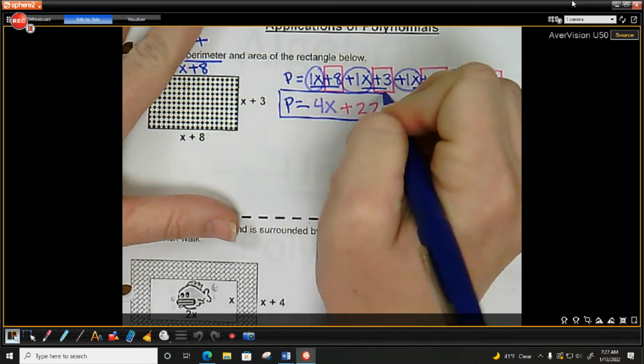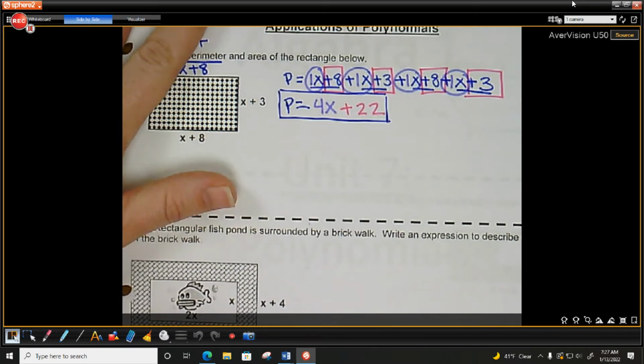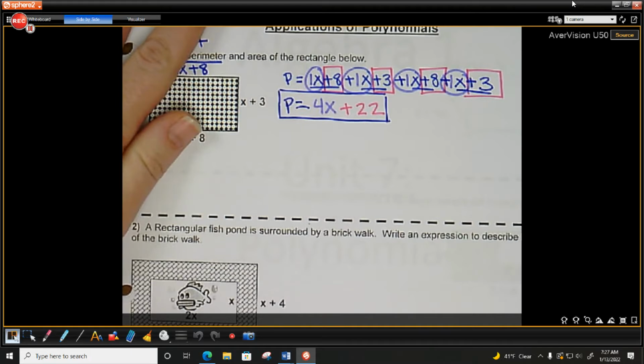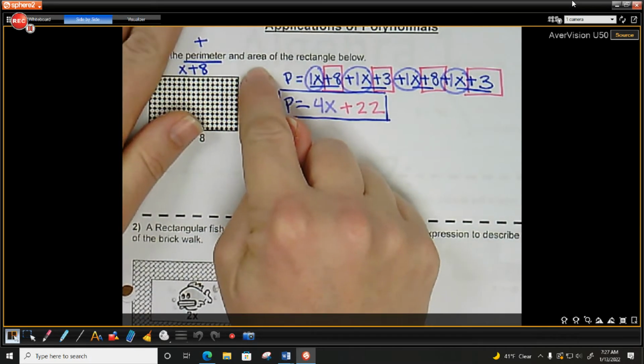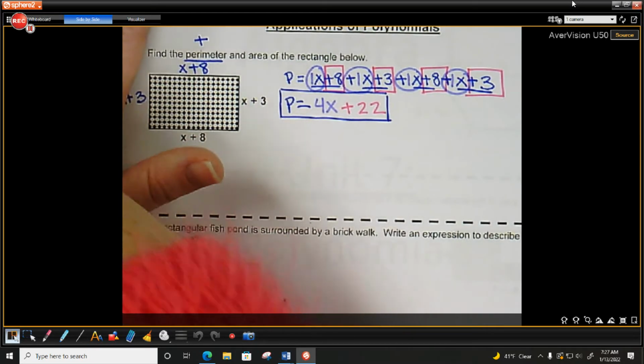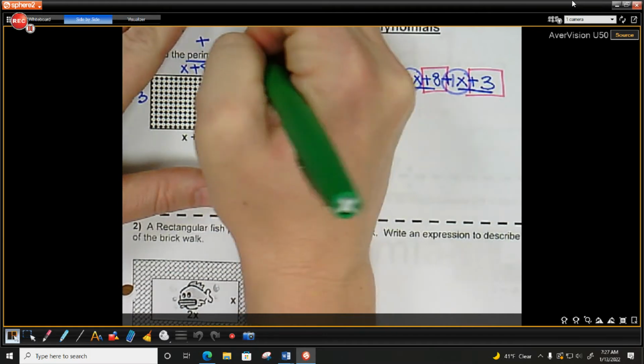On your quiz today, you will be adding terms, but then you also will be multiplying them. The biggest mistake we make is not knowing when to do which operation. What does the next part say? Find the area. What does area mean? Multiply. Am I going to multiply all four sides? Just length times width.